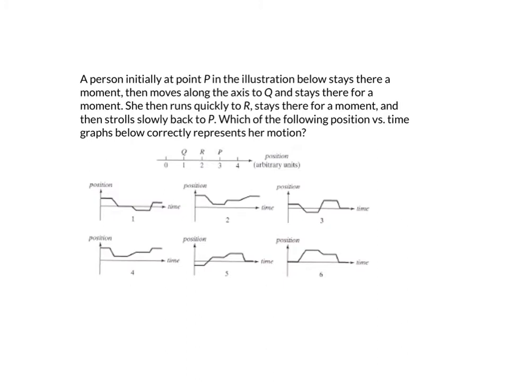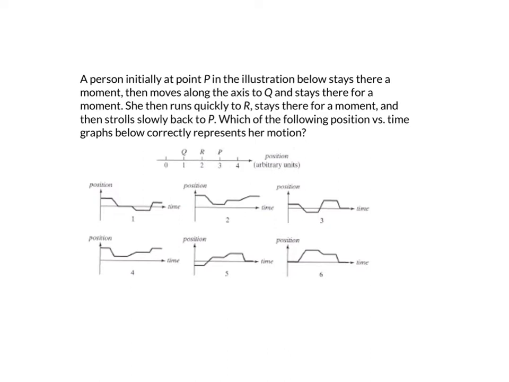Let's approach this by process of elimination. Let's rule out some choices here that are obvious non-starters. The person starts at P. P has a relatively big value of position. In other words, P is equal to 3. That's the largest value of position in the story. So we're going to look for graphs in which at time 0, at the beginning of the story, the position is a large positive number.